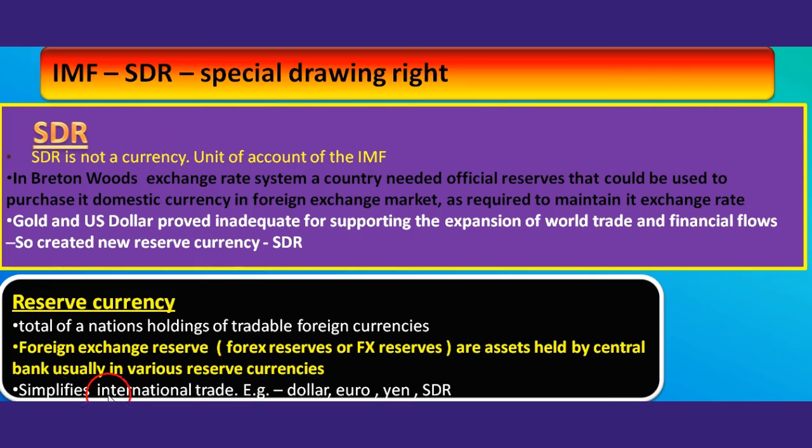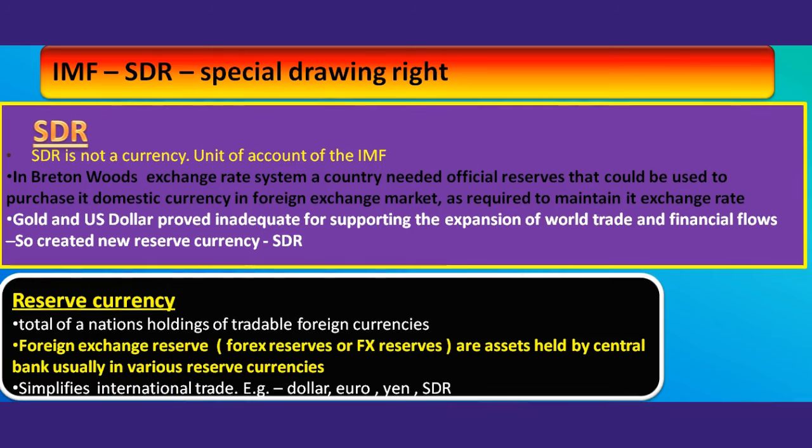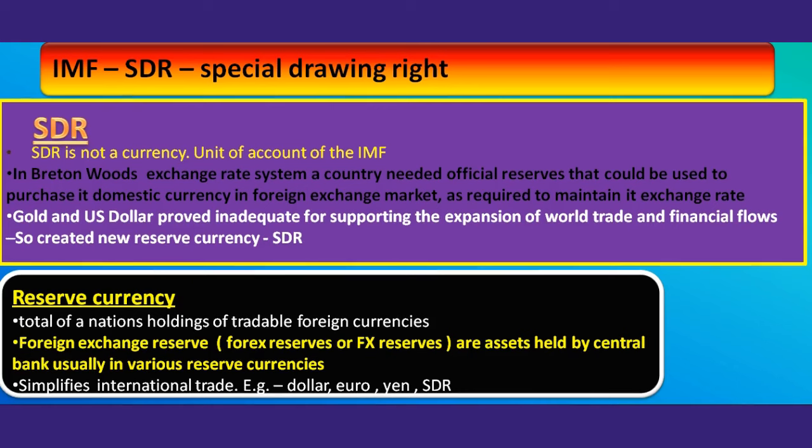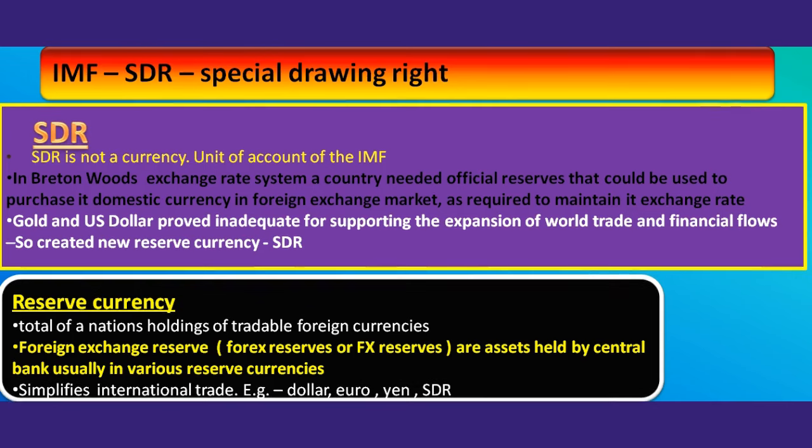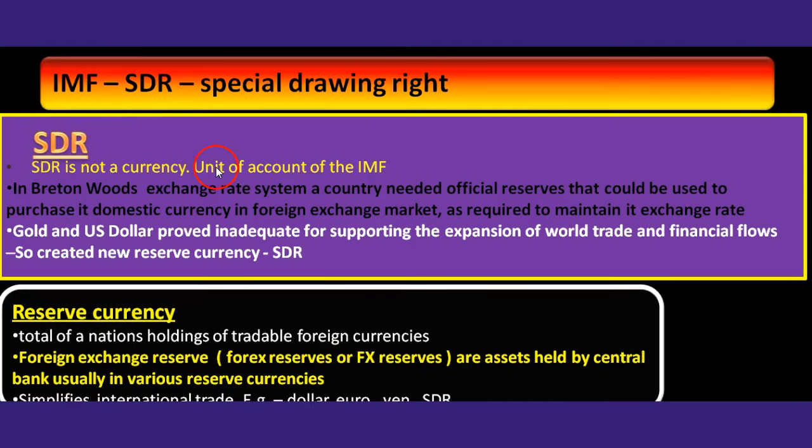Reserve currencies simplify international trade. How? We know crude oil is sold by Gulf countries. If every country were to buy crude oil with their own currencies, that means India in rupees, the US in dollars, Britain in pound sterling and so on, it would be difficult to maintain stability. The US dollar is a reserve currency that is widely accepted, so you can pay in US dollars. SDR is the reserve currency that is created by the IMF.